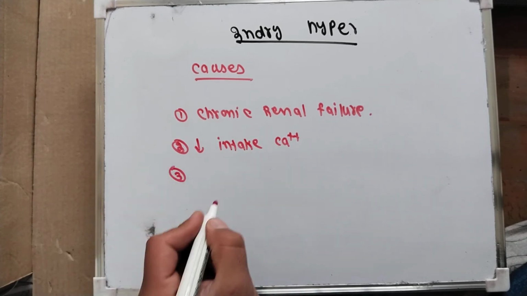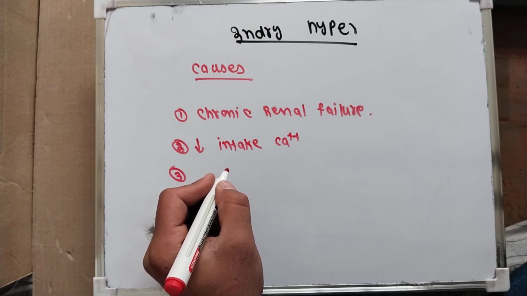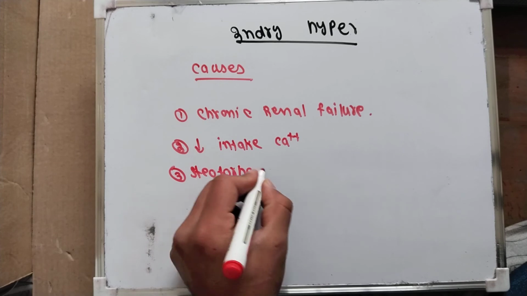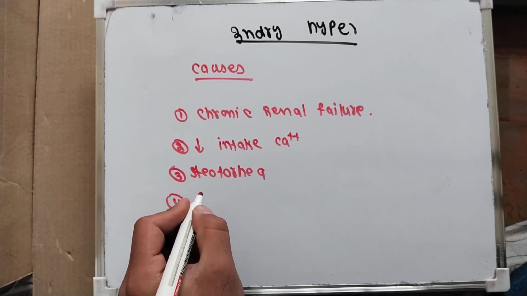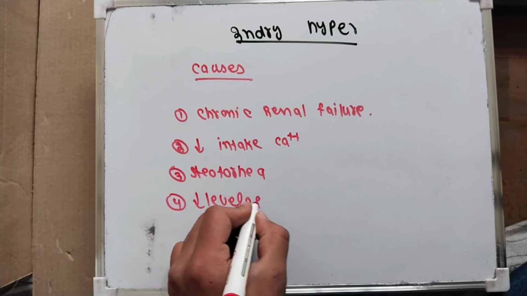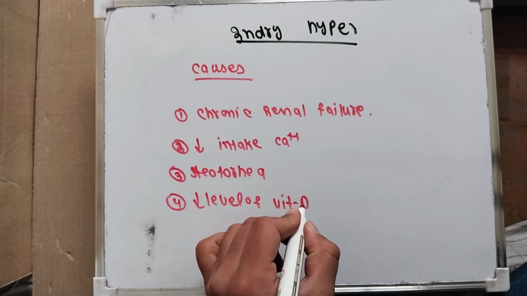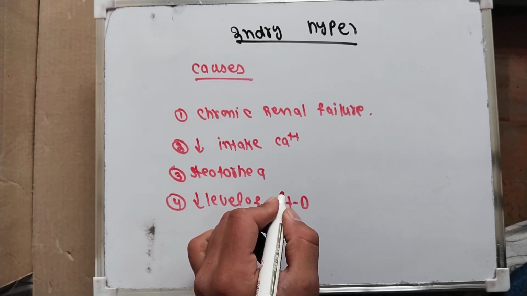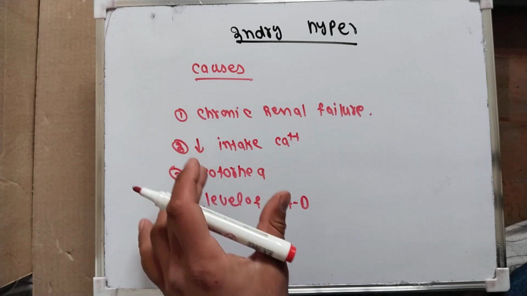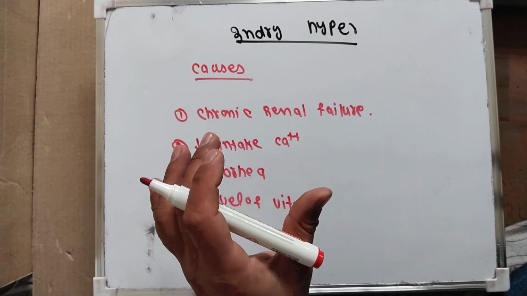We have another cause, which is steatorrhea, and another is decreased level of vitamin D, which decreases calcium level because no reabsorption occurs. So these are the various causes of secondary hyperparathyroidism.